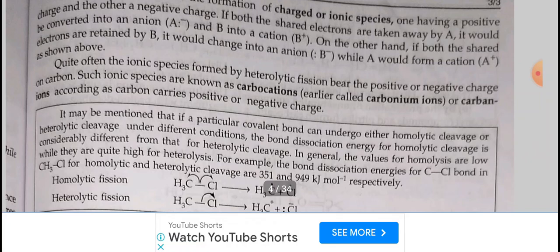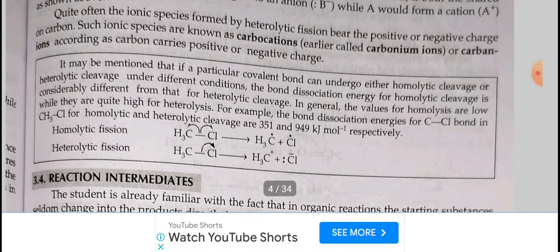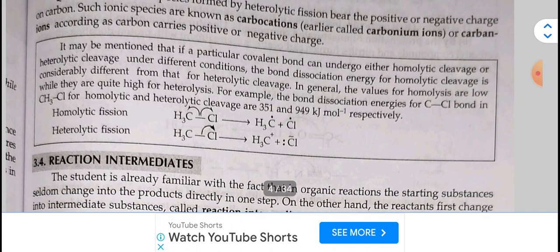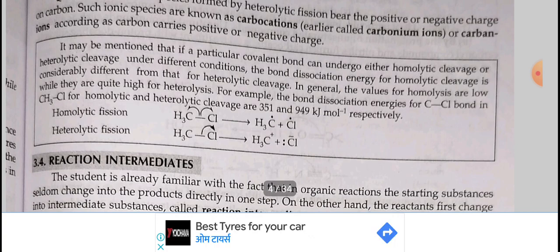Quite often, the ionic species formed by heterolytic fission bear the positive or negative charge on carbon. Such ionic species are known as carbocations or carbanions, according to whether carbon carries a positive or negative charge. It may be mentioned that if a particular covalent bond can undergo either homolytic cleavage or heterolytic cleavage under different conditions, the bond dissociation energy for homolytic cleavage is considerably different from that of heterolytic cleavage.